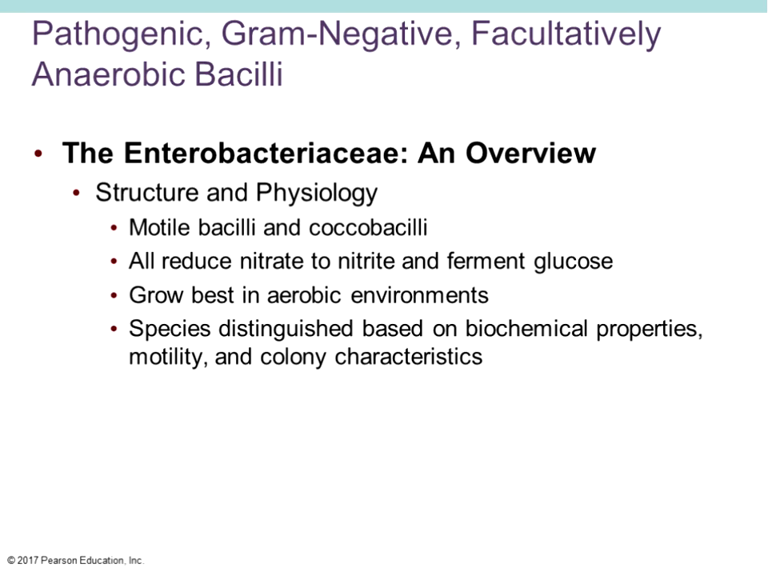All of them are going to reduce nitrate to nitrite and ferment glucose, so there would be a positive glucose test, which means it would turn the tube what color? Yellow, right? And then it's also going to have a positive nitrate test, which means when you add reagents A and B, you're going to definitely see that color change that happens.